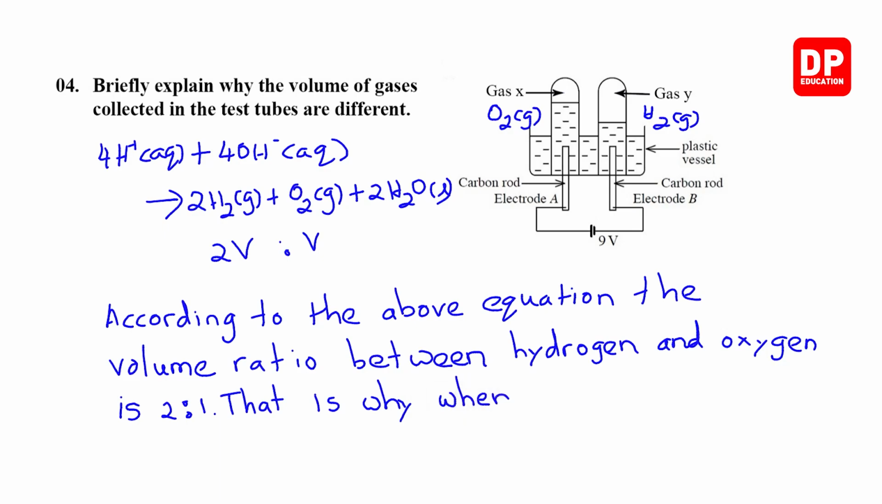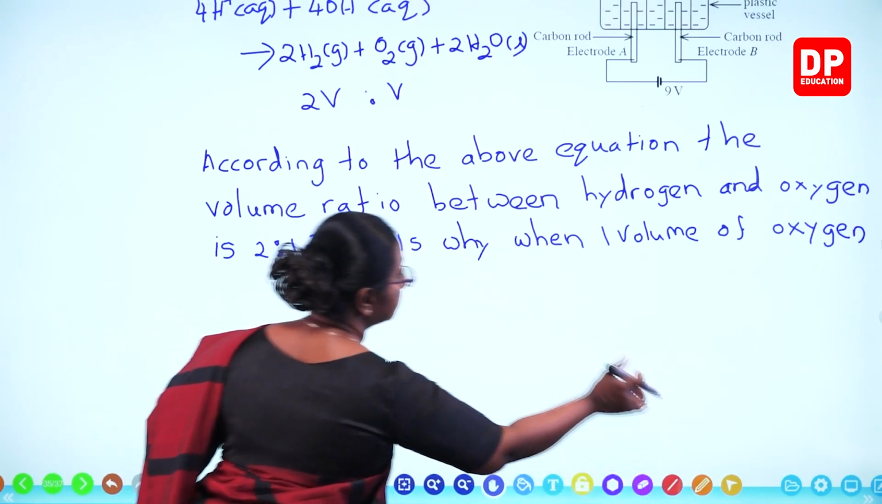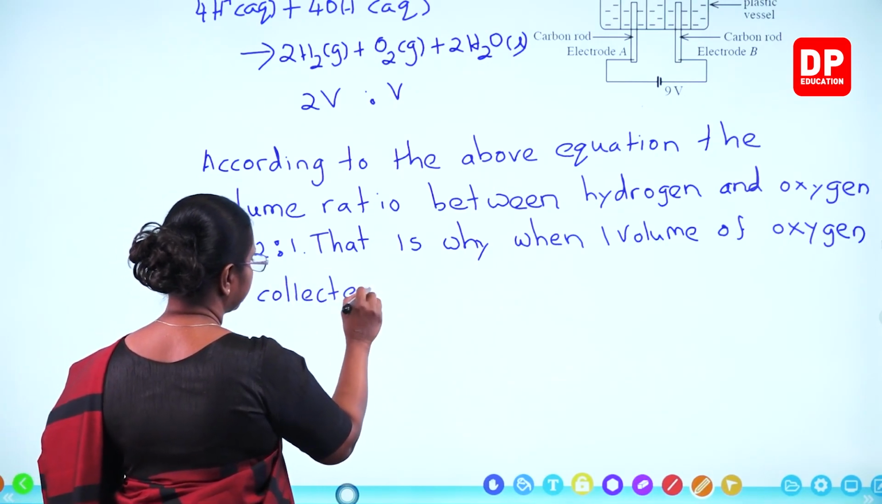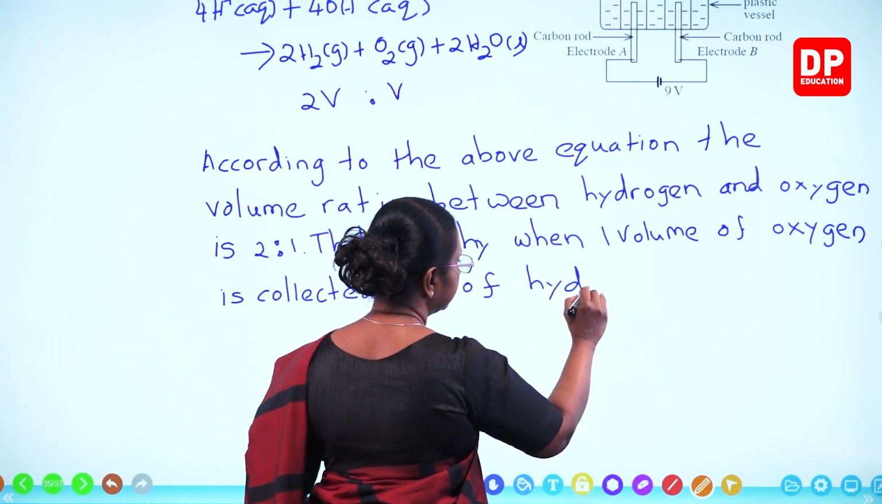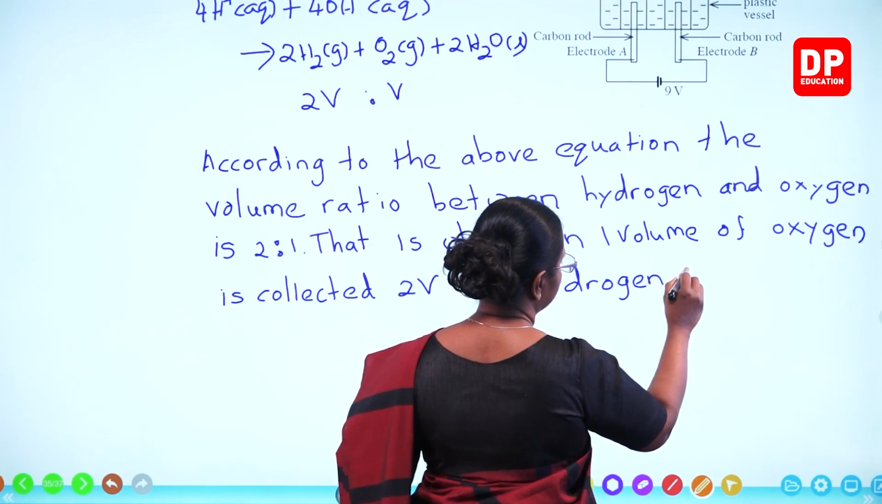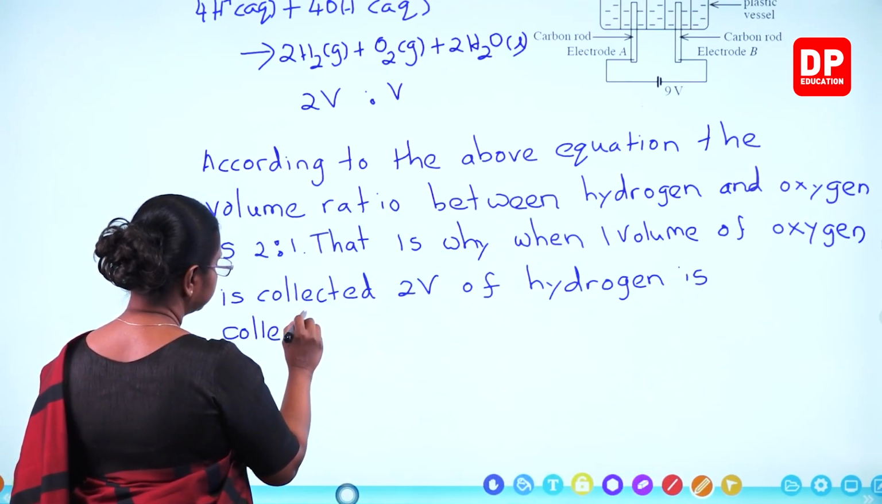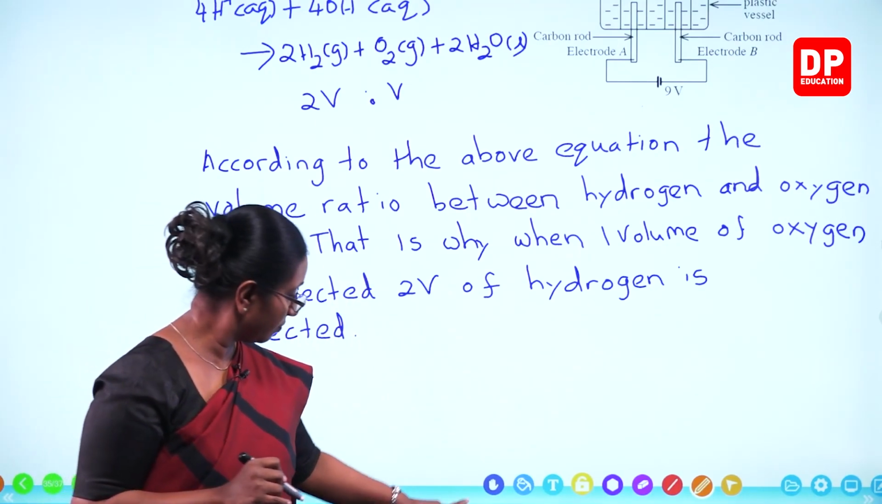That is why when 1 volume of oxygen is collected, 2 volume of hydrogen is collected. So that is the reason why we get 2 different volumes.